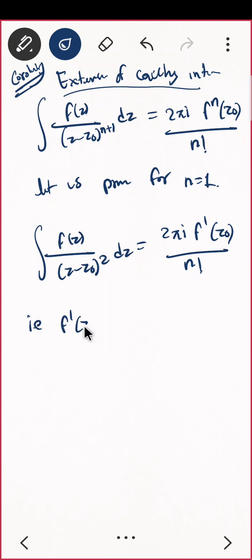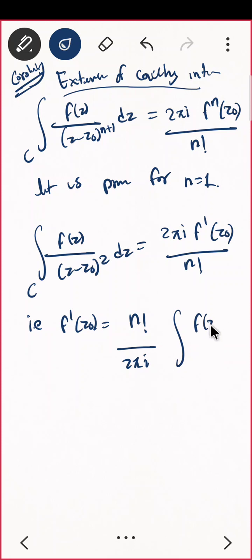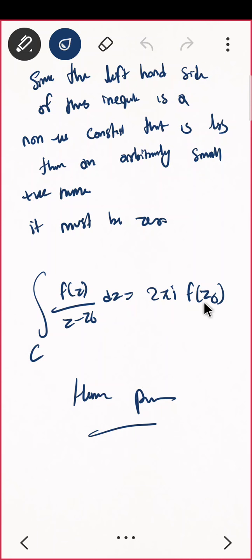f dash of z naught is equal to what, over C, that is f dash of z naught equal to n factorial upon 2 pi I and integral f of z upon z minus z naught the whole square. I'll just give you a simple hint. You already know what is f of z naught, correct?